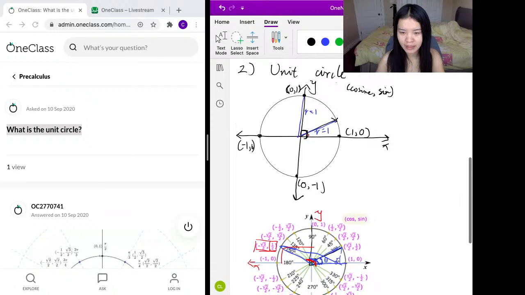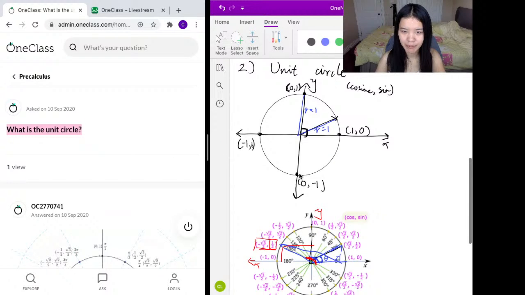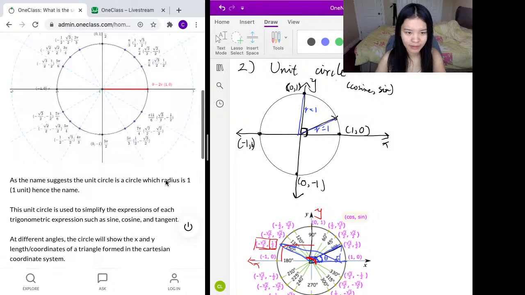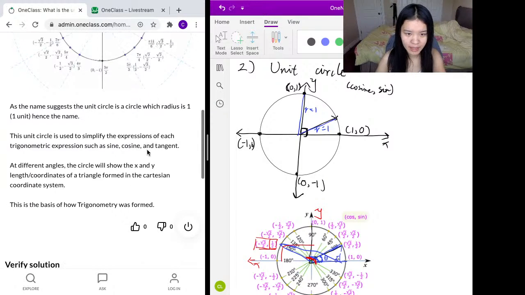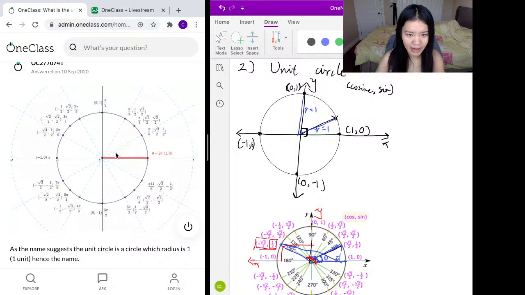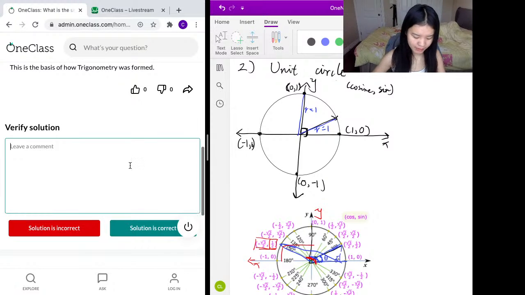This is about all you have to know with the unit circle, and make sure you know how to find the cosine of an angle and the sine of an angle in both degrees and radians for this concept. But yes, that's the unit circle, and let's see what we have here for the sample solution. Yes, they basically explain the same thing we did with fewer examples, and they also have a graph over here. Perfect. Okay, so let's say this is correct. Great job.